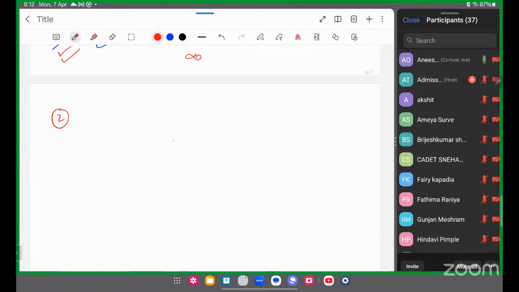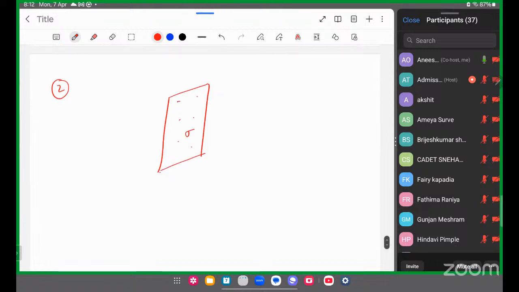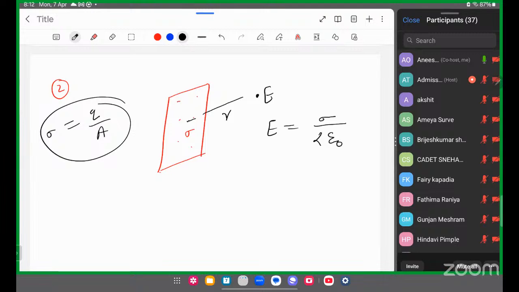if we have an infinite plane sheet with surface charge density sigma, and we want to know the value of electric field at a distance r from the plane sheet. So this formula is E equals sigma by 2 epsilon naught. Sigma is Q by A. This is surface charge density. Remember, in this case, electric field is sigma by 2 epsilon naught.